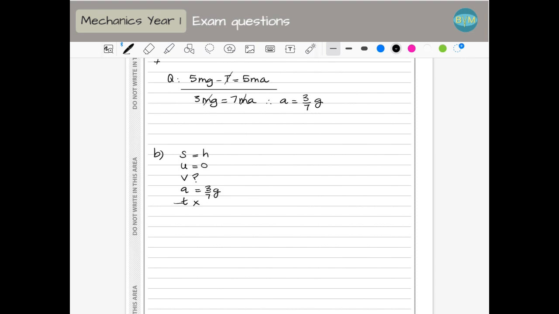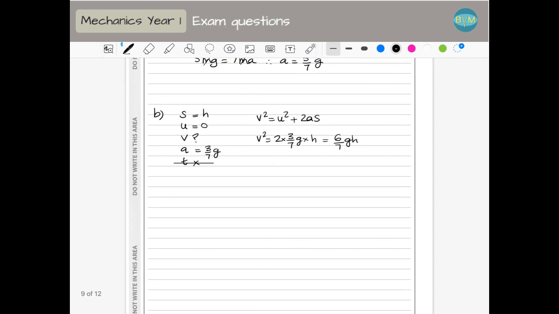And I'm going to use a SUVAT equation without t. That SUVAT equation is this one. Remember, you have them in the formula booklet. This one has no t. So v squared is what I need. u squared is 0, and then 2 times a, which is 3/7 g, and times s. So v squared is 6/7 gh. This is the initial velocity of the second part of the motion.